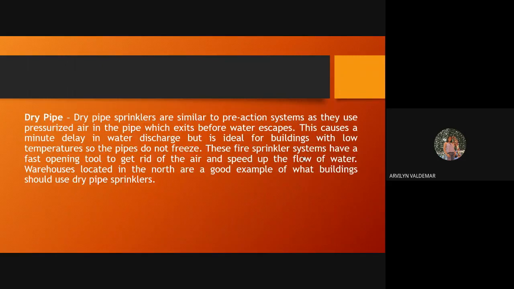Next is dry pipe. Dry pipe sprinklers are similar to pre-action systems as they use pressurized air in the pipe which exits before water escapes. This causes a minute delay in water discharge but is ideal for buildings with a low temperature so the pipes do not freeze. These fire sprinkler systems have a fast opening tool to get rid of the air and speed up the flow of water. Warehouses located in the north are good examples of buildings.